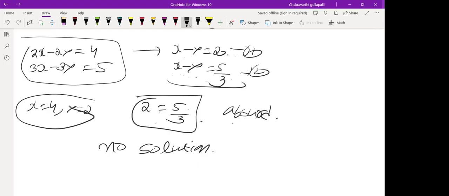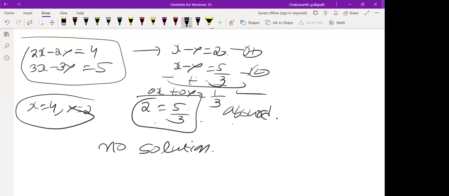Because there exists no x and y which will satisfy both. If this is satisfied, this will not be satisfied. If you subtract, according to your 8th class teacher model, you'll get 0x plus 0y equals 2 minus 5 by 3, which is 1 by 3. Is there any x and y which will satisfy this equation?